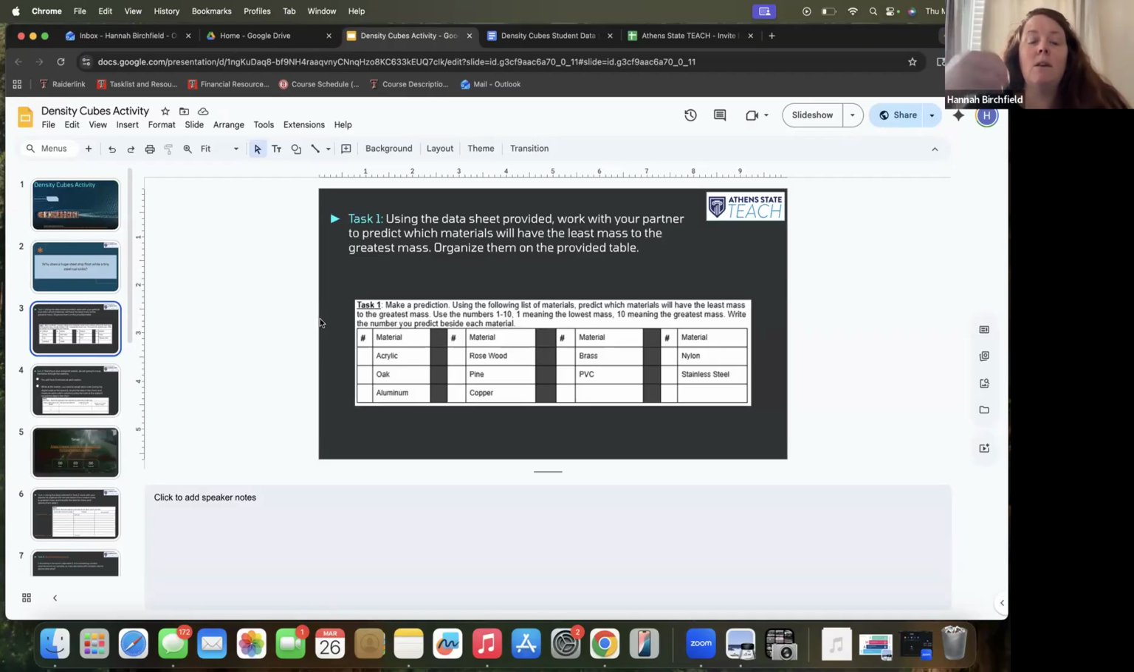And then you would say, okay, so on your own, or you could have them do it in partner pairs, whatever you choose, I want you to label these 1 through 10, one being the one that you think is the least mass, the lowest mass, and then 10 the greatest. And so then they'll write this on there.